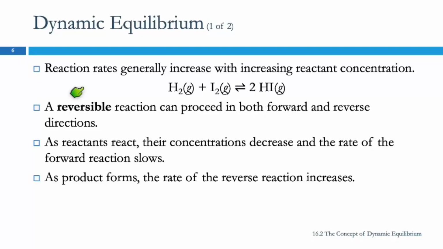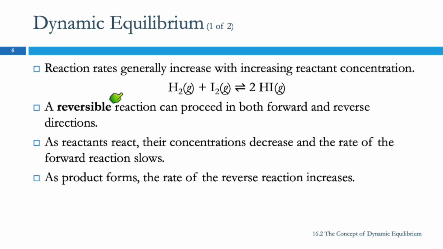We've learned that reaction rates generally increase when we have increasing reactant concentrations, right? The rate law usually has at least one of these reactant concentrations in it, and the higher the initial concentration, the faster the rate. A reversible reaction can proceed in both the forward and the reverse directions.